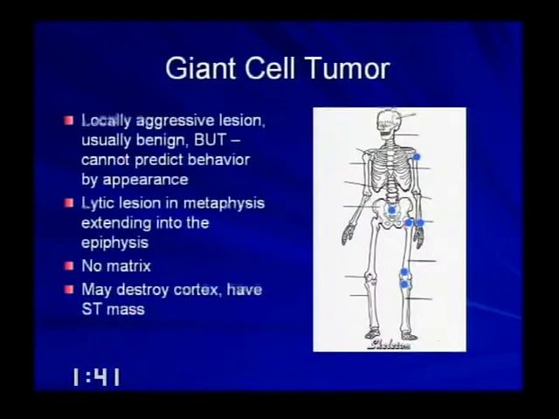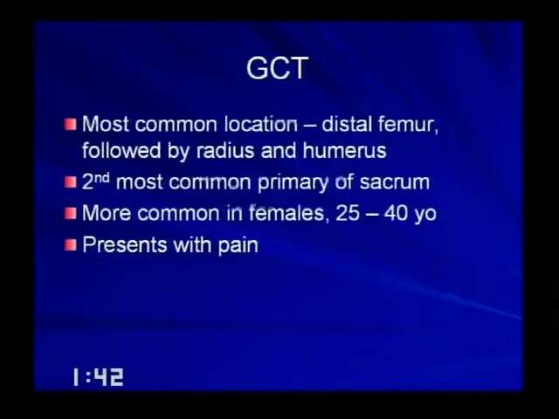Okay. Now, let's shift gears and talk about cyst and giant cell lesions. Giant cell tumors are not uncommon. They tend to occur in the distal femur, proximal tibia, and distal radius. And we'll just go through, no matrix, distal femur, radius, and humerus, and can occur in the sacrum.